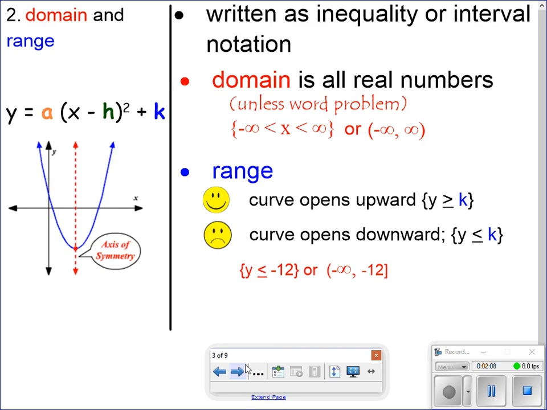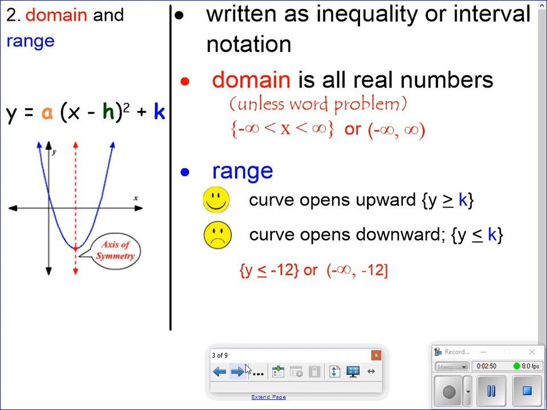Now, we're going to talk about the domain and range. So from the equation, you should be able to list or state the domain and range without having to graph. Now, our domain or range, remember, could be written as an inequality or interval notation. We looked at that in the last video. The domain is going to be all real numbers always, unless we're looking at a real-world problem. So negative infinity to infinity, and again, as an inequality, it'd be negative infinity is less than x is less than infinity. In interval notation, it would be open parenthesis negative infinity to infinity, close parenthesis.